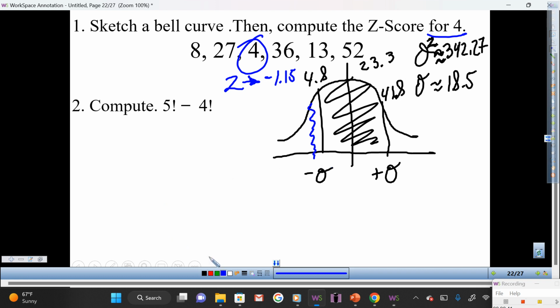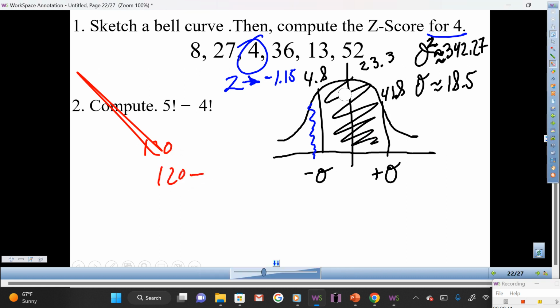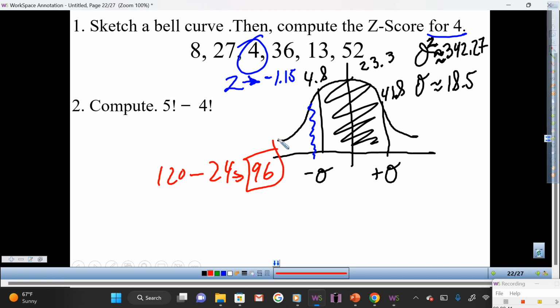Let's go to the factorials. Pass someone. Number 2. Minus 24. Therefore, this is 96. Hands up if you got that. Looks about right. All right.